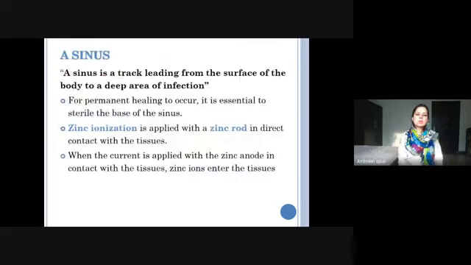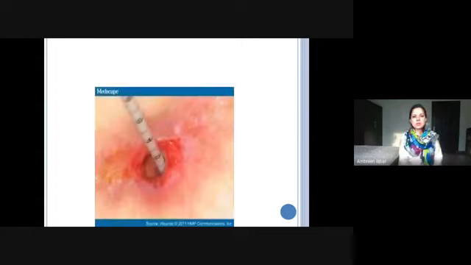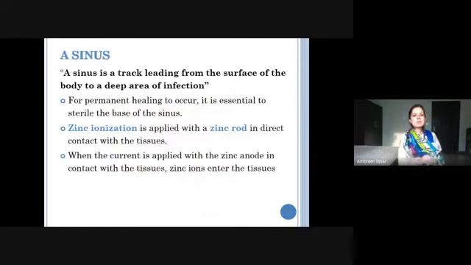Now we can also treat infected sinuses with the help of this ionization. So what is a sinus? A sinus is a tract leading from the surface of the body to a deeper area. This is a picture to show you a sinus. You can see this is a hole leading inside the body with a blind end. For permanent healing to occur, it is essential to sterilize the base of the sinus, to sterilize the sinus from the inside.